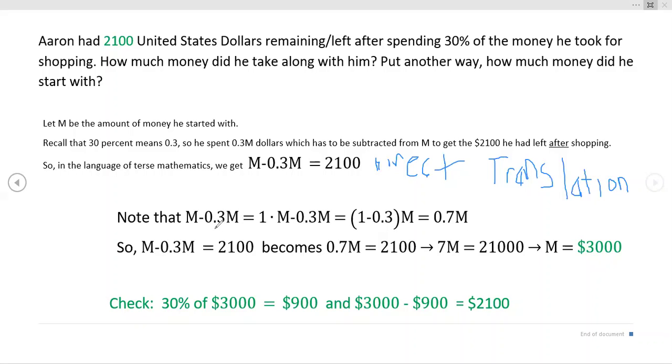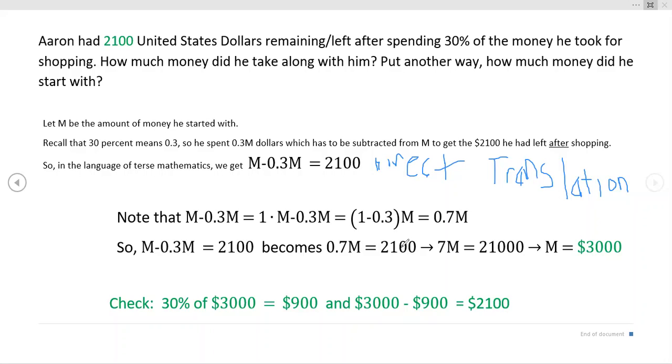All right. And so now mathematically, this is kind of boring right here, but you can think of M as 1 times M. And so y'all have heard of the distributive property. 1 minus 0.3 is 0.7. And so that means he had 0.7 of his money remaining. But we also know that the 0.7 that he had remaining is equal to $2,100.